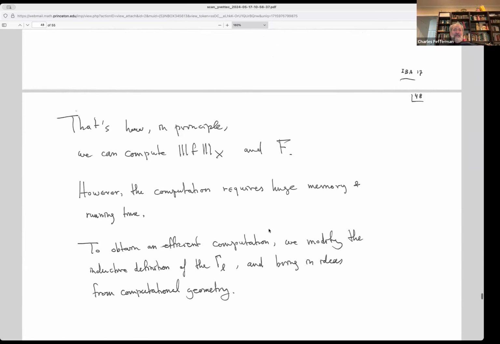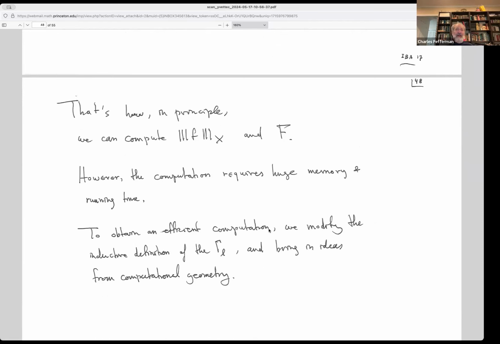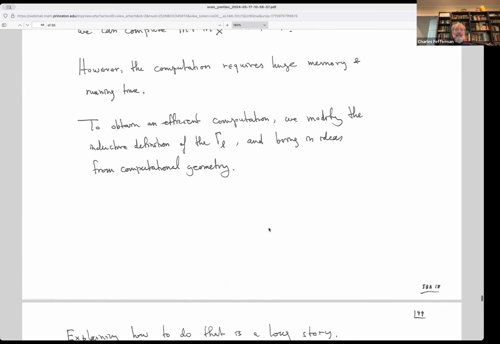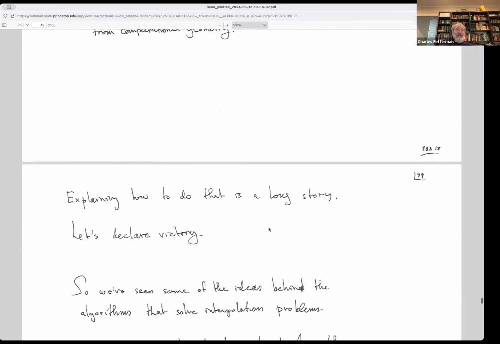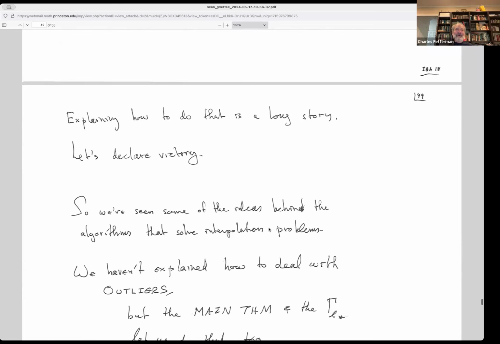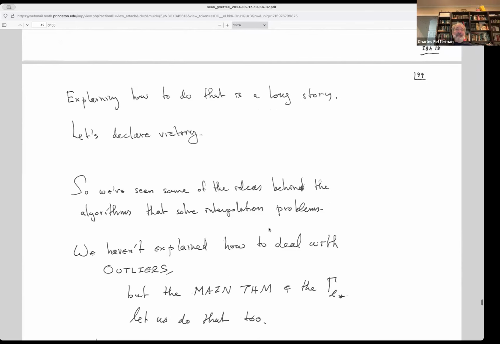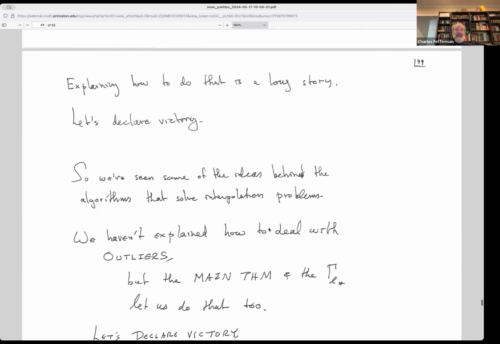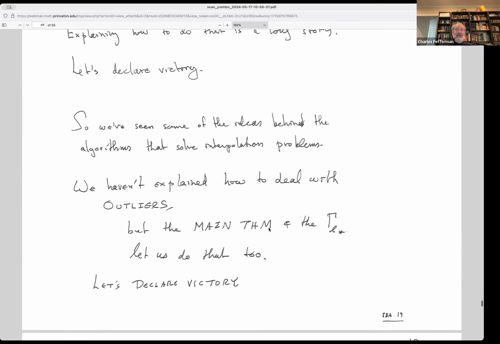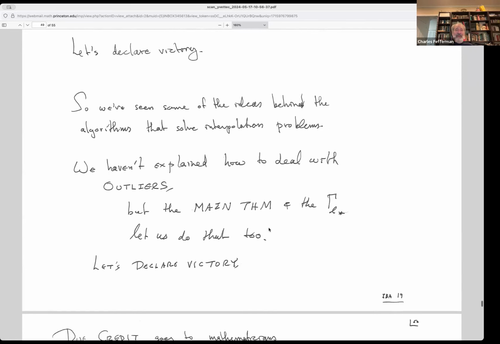However, that computation would require a huge memory and running time. It's not what we actually do. To obtain an efficient computation, we modify the inductive definition of the gamma L to make it easier to compute them, and we bring in ideas from computational geometry. Explaining how to do that is a long story. Let's declare victory and not go into detail. We've seen some of the ideas behind the algorithms that solve interpolation problems, but I haven't said anything about how to deal with outliers. But fortunately, the main theorem and the gammas let us do that too. And again, let's simply declare victory.